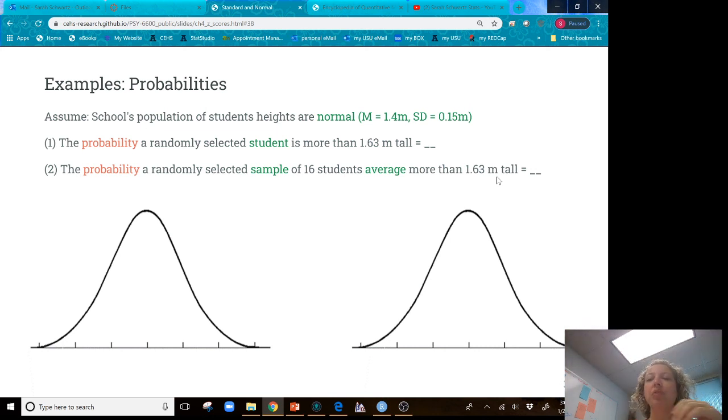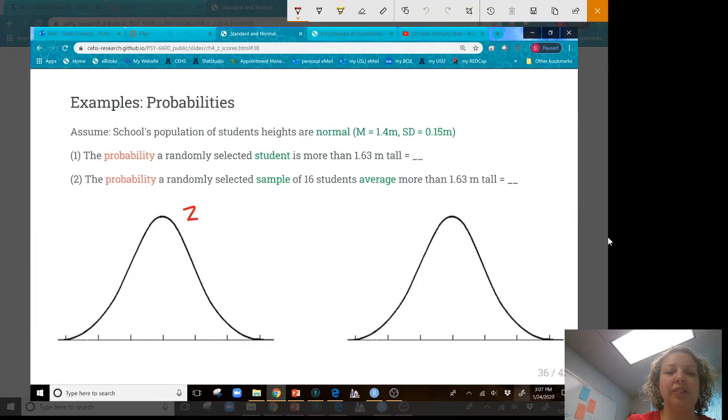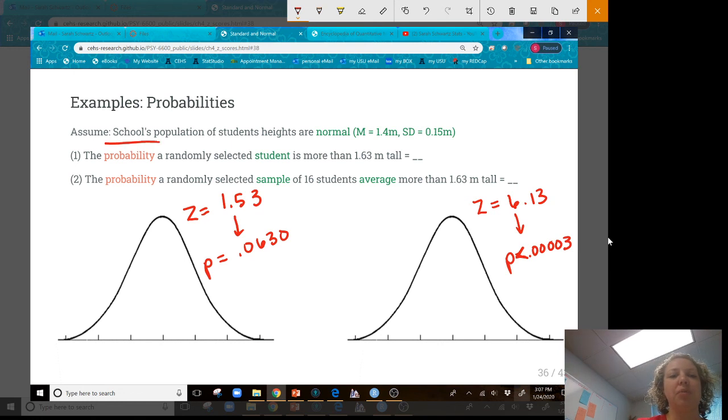So the way you would write this, if you were doing this for homework: this one, we had z equals 1.53, and that translated to a probability of 0.0630. But on the second one, we had a z-score of 6.13, and that translated to a probability of less than 0.0000, 4 zeros and a 3. Notice both of these questions ask for probability. If it wants a probability, you leave that decimal there. It's going to be point something for a probability.